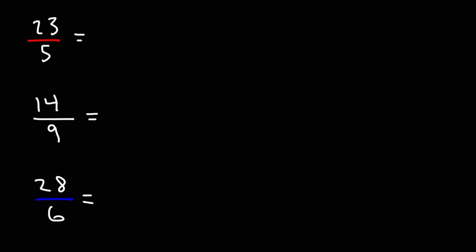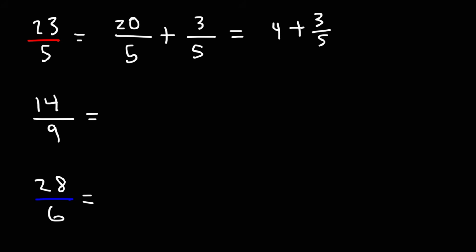Go ahead and try these examples. Convert these fractions into mixed numbers. 23 over 5. Try 14 over 9. And also 28 over 6. So for the first one, I would break up 23 into 20 and 3. 5 goes into 20. 20 divided by 5 is 4. So we get 4 plus 3 over 5. So we can write that as 4 3/5.